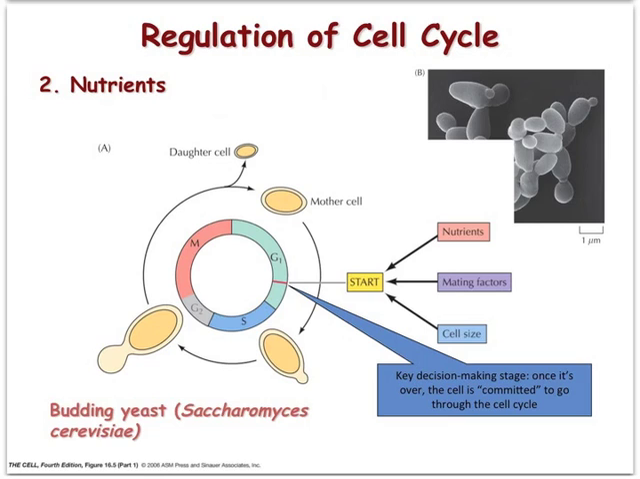In these lower organisms, the step that determines whether the cell will be committed to continue in the cell cycle is the so-called start point. That is, passage through this particular point in the cell cycle commits the cell to continue going through the cell cycle. Importantly, this start point is located in the G1 stage of the cell cycle.